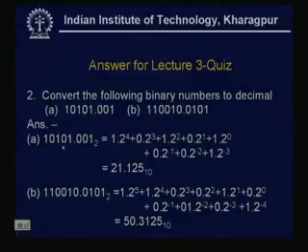0 into 2 to the power 1, 1 into 2 to the power 0, and the non-integer part 0 into 2 to the power minus 1, 0 into 2 to the power minus 2, 1 into 2 to the power minus 3. If we do this computation, we get 21.125 in the decimal number system. Similarly, for the other one we can get 50.3125 in decimal.